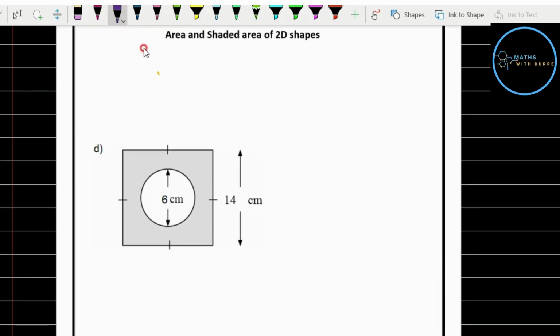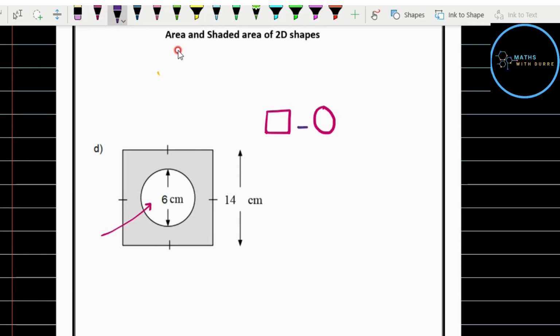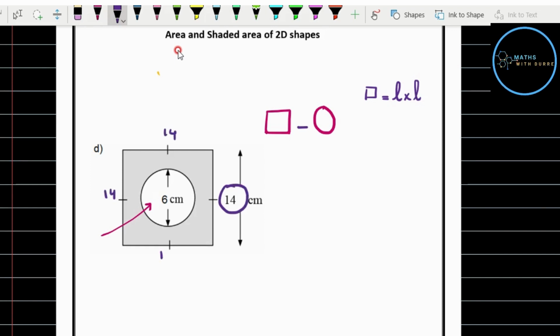Move to the last question. G. Tell me how many shapes are drawn here? Quickly. 2 shapes means you have to draw these 2 shapes, okay? A circle and another one is a square. As you know, from this square a circle is removed. It is cut out. So that's why you will subtract both of them. Okay. So what is the formula of square? Area of square, L into L. As you know, 14 is given as one side. So all sides will be L. All sides will be 14.